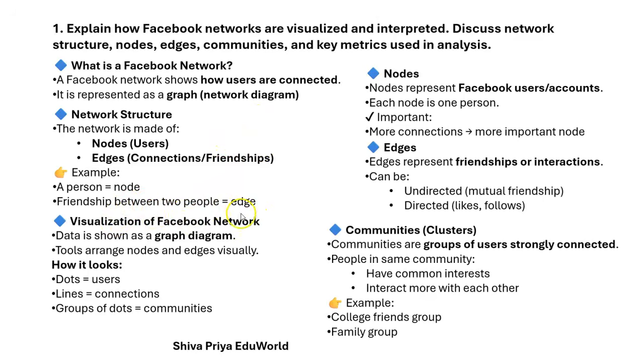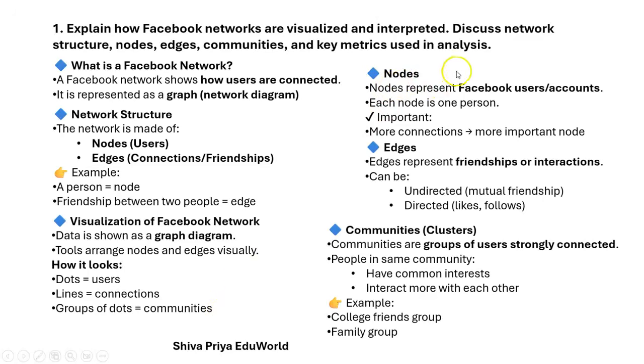Visualization of the Facebook network: data is shown as a graph diagram. Tools arrange nodes and edges visually. How it looks: the dot means user, the lines mean connections, and the groups of dots are communities. You have to draw the diagram and explain. Here I didn't do that, but draw the diagram. Whatever I have written here, the dot means user, the lines connecting the dots are connections, and groups of dots are communities.